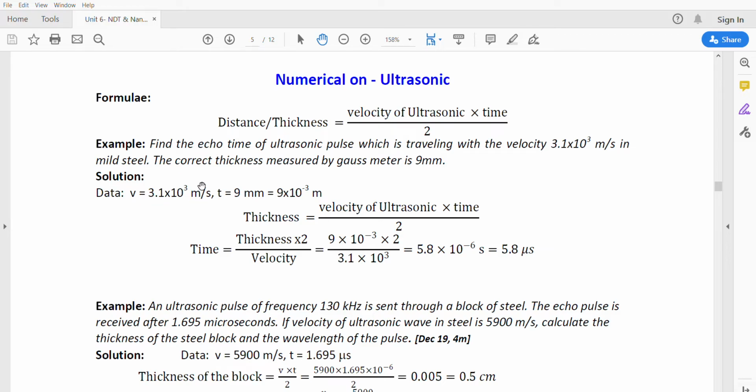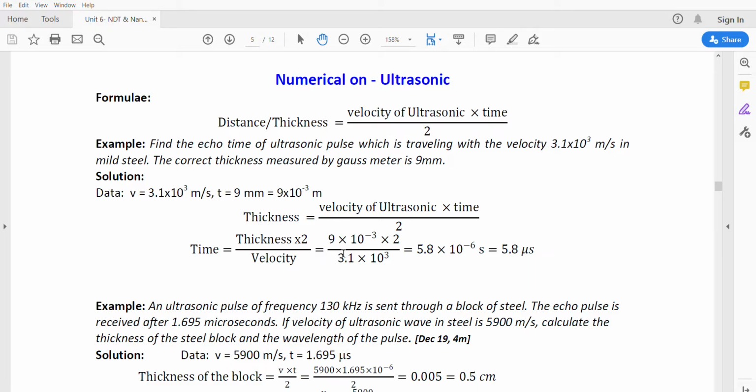So the velocity is 3.1 × 10^3 meters per second, and the thickness is 9 millimeters, that is in meters, 9 × 10^-3 meters. Substitute in the formula: thickness is equal to velocity of ultrasonic waves into time upon 2. From the above formula, write time as the subject: time is equal to thickness into 2 upon velocity.